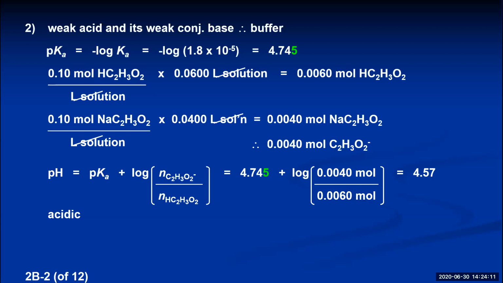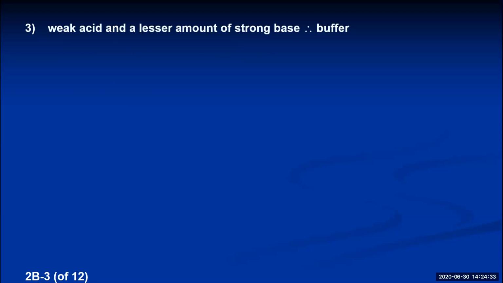Number 3. A solution is prepared by mixing 60.0 milliliters of a 0.10 molar acetic acid solution and 40.0 milliliters of a 0.10 molar sodium hydroxide solution. Will this be a buffer? The two components we have in this problem are a weak acid, and then we have a lesser amount of a strong base. So whenever you have a weak acid and a lesser amount of a strong base, it will produce a buffer. Can we get the pH of the buffer?